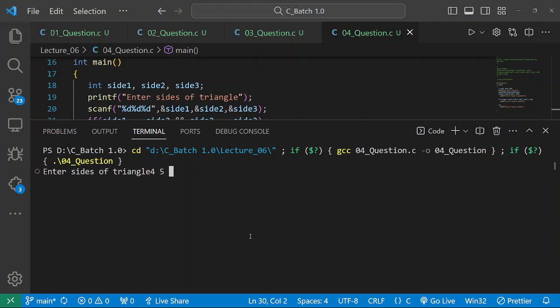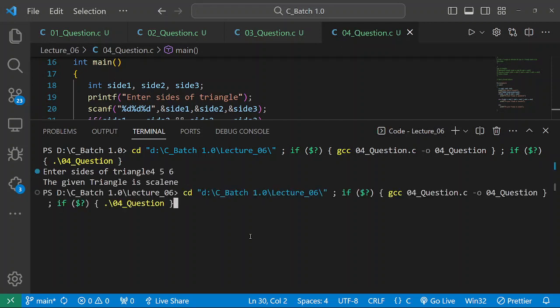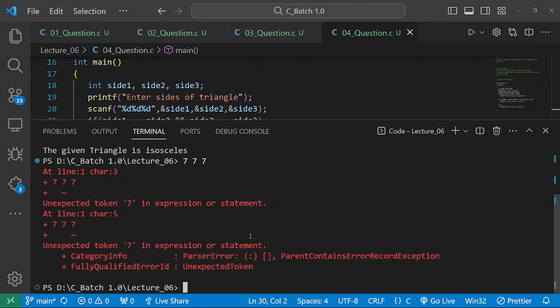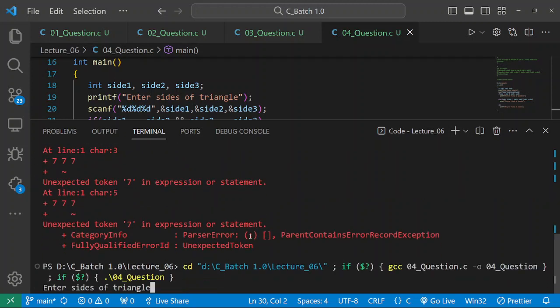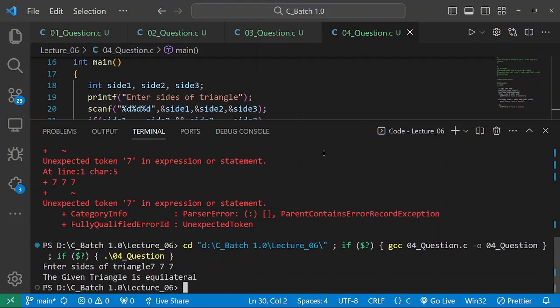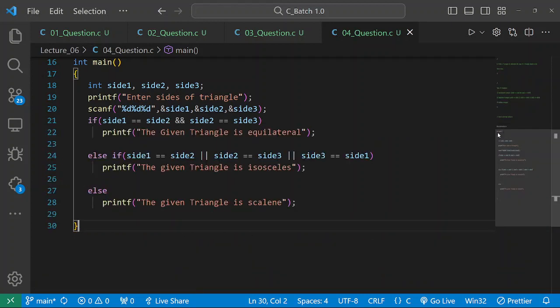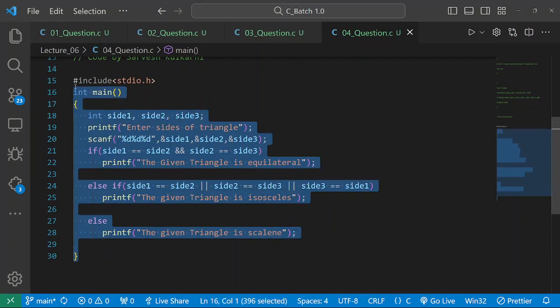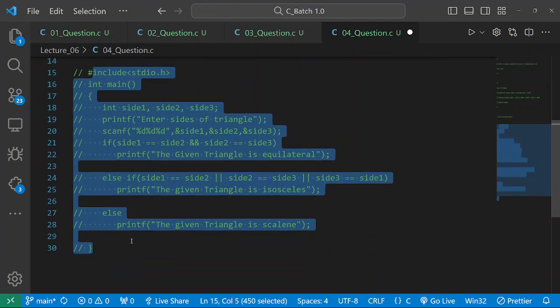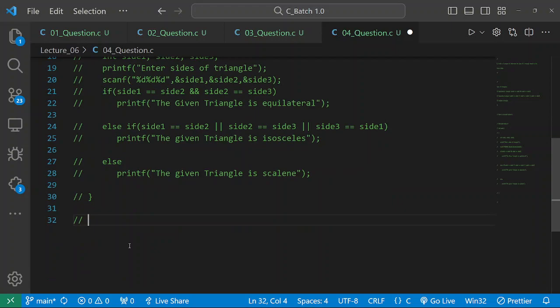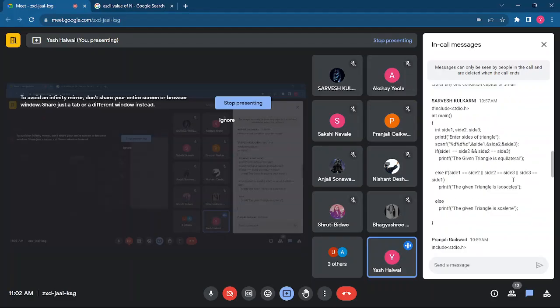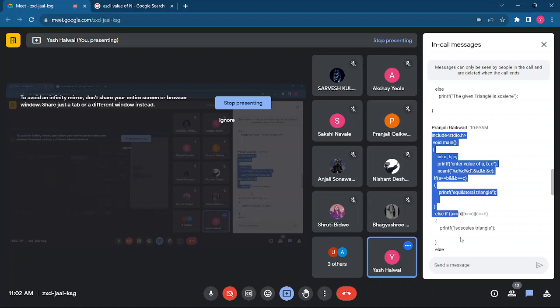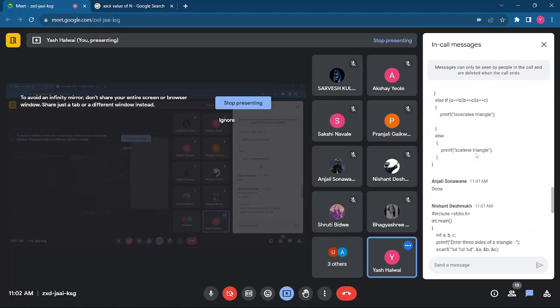Let me enter 4, 5, 6. What is this? Scalene triangle. Good. Then 4, 4, 6. Isosceles. Very good. Now 7, 7, 7. Yes, it is equilateral. Yes, Sarvesh, a very good code. You have provided correct code. Let me comment it. What about others? Is it clear to you what Sarvesh has provided? Is it clear? Pranjali's code.